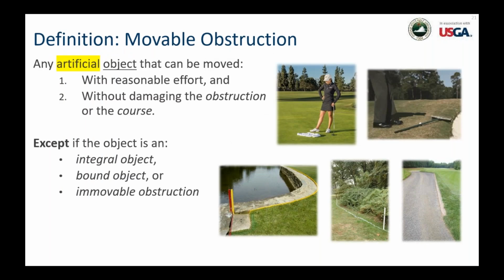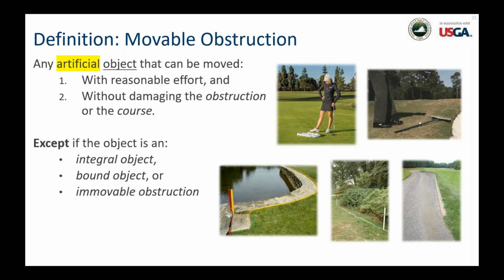All right, let's talk about some movable obstructions. Again, a definition straight from the book. What we talked about, loose impediments, being natural; movable obstructions are anything artificial that can be moved with reasonable effort and without damaging the obstruction on the course, except if the object is defined by the committee as an integral object, a boundary object, or an immovable obstruction.